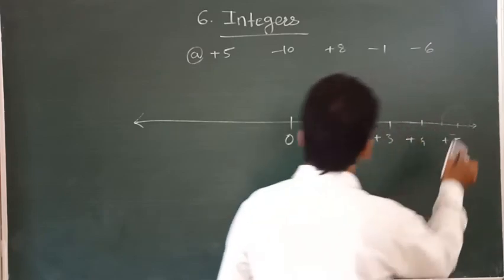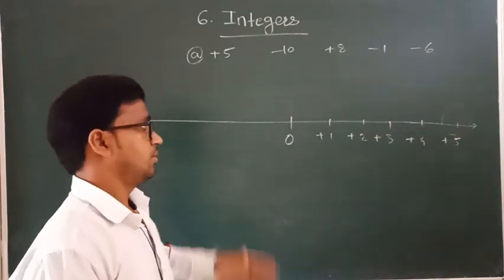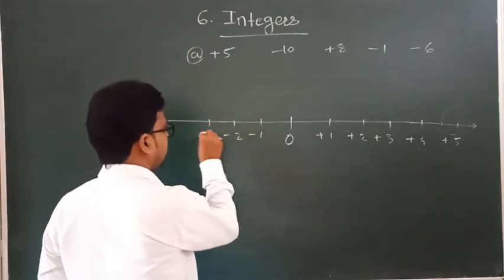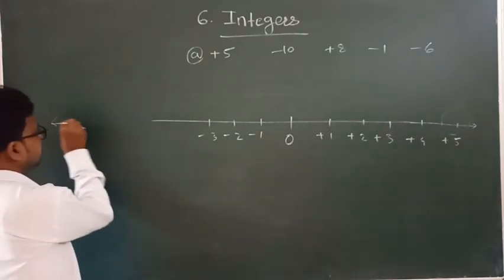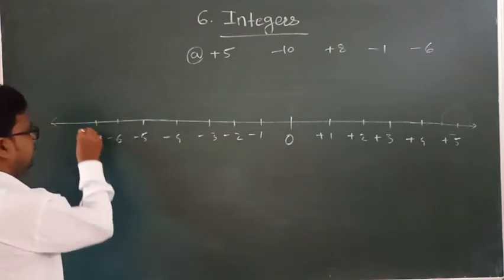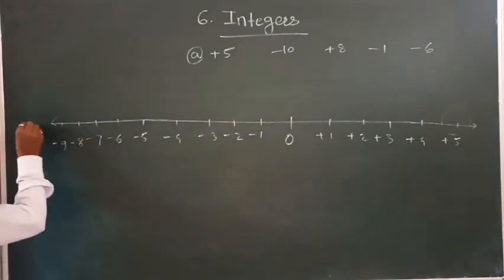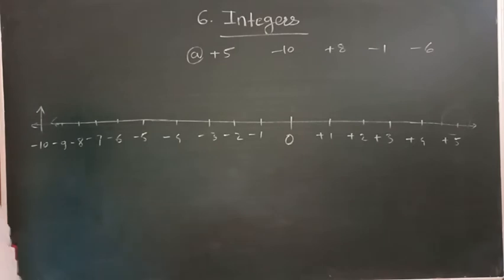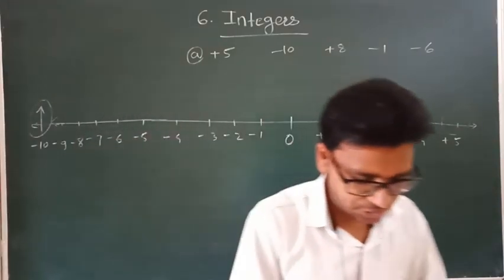So first is positive 5. Then the second is negative 10. Draw another number line and show the numbers here: negative 1, negative 2, negative 3, negative 4, negative 5, negative 6, negative 7, negative 8, negative 9, and the last one is negative 10. Use an arrow on it, or you can simply circle it. So that is question number 3.